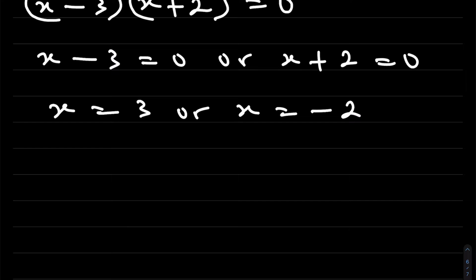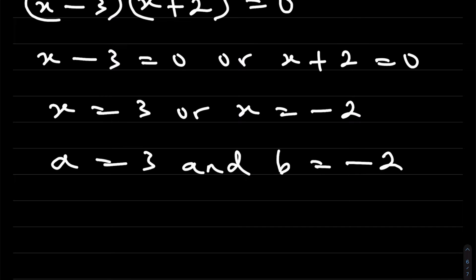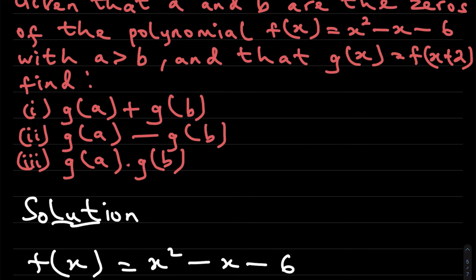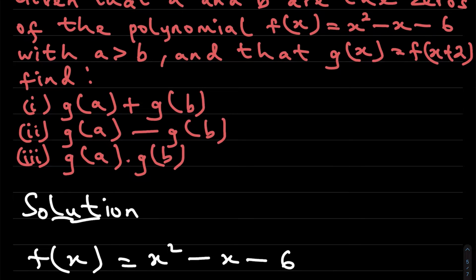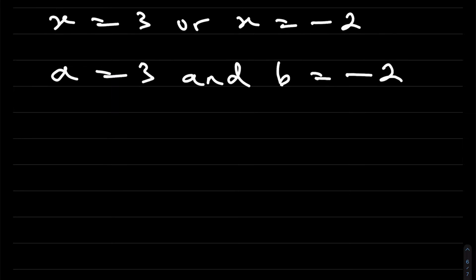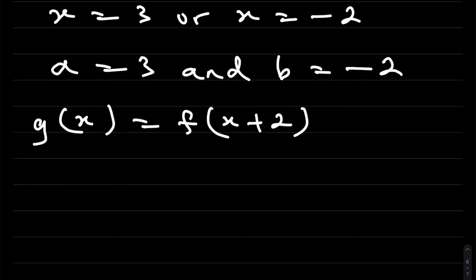And we are told that those zeros are the same as a and b. And the bigger one is a while the smaller one is b. That simply means a is 3 and b is minus 2. Now the first question says find g of a plus g of b. But we know that g of x is f of x plus 2. So I need to find g of x to be able to find g of a and g of b. g of x is f of x plus 2.